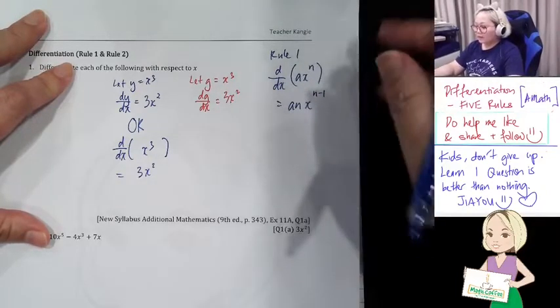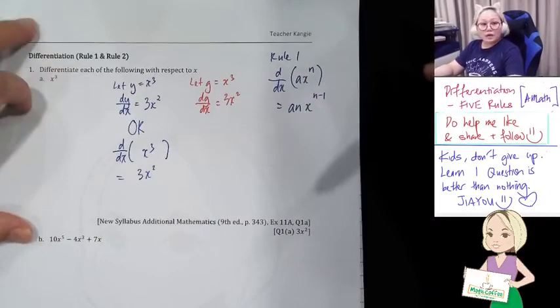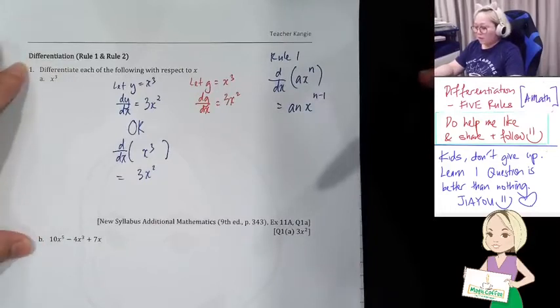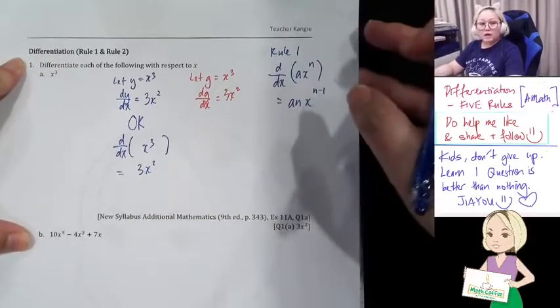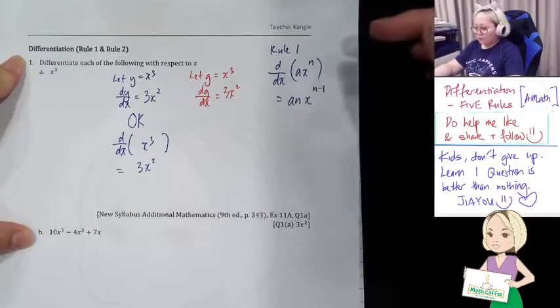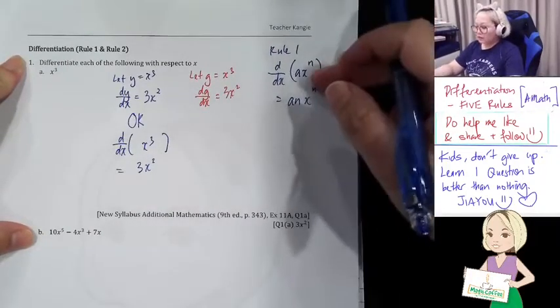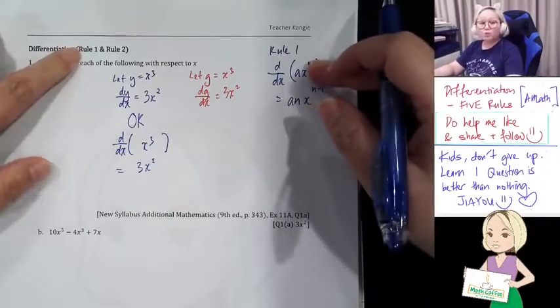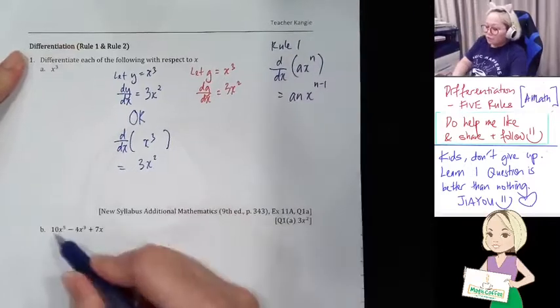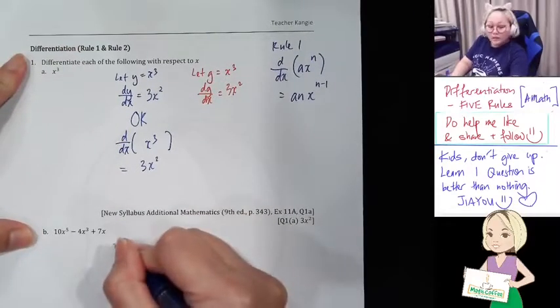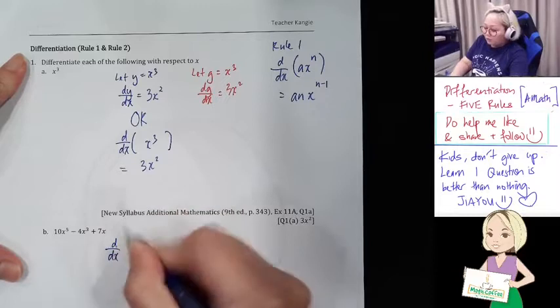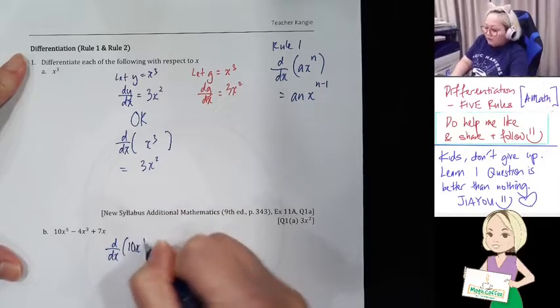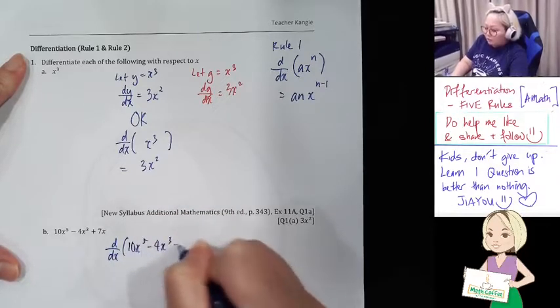Thank you very much. Okay, so let's talk about question 1b. So this is basically rule 1. So what is rule 2? It's a bit lame. That's why I put rule 1 and rule 2 together. So over here, I'm going to state that I'm going to differentiate with respect to x, 10x to the power 5 minus 4x cubed plus 7x.